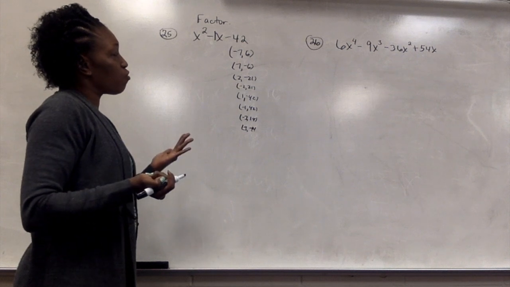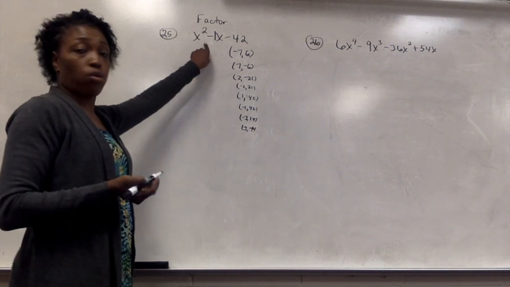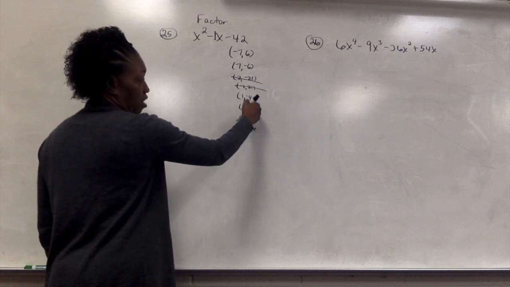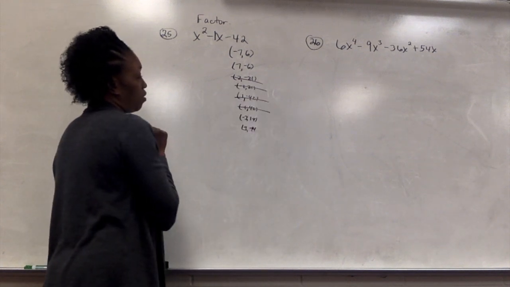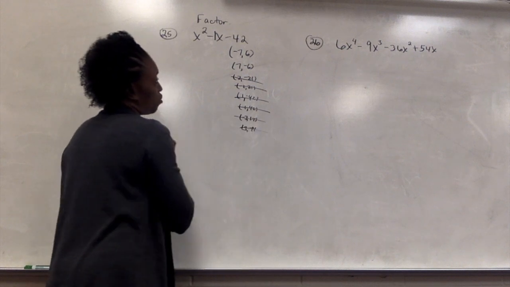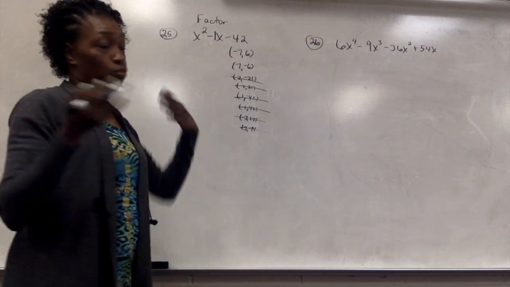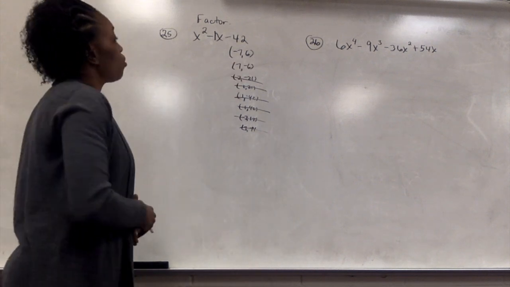because if I just look and say, okay, 2 and negative 21, I know it's not going to give me negative 1. So we know those will cancel out. When I add these two, I cannot get negative 1. The same for these two factors. So I know negative 1 is going to be here. There's a difference of 1 between 7 and 6. So that kind of helps you out.